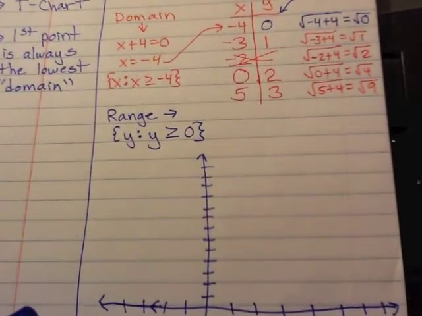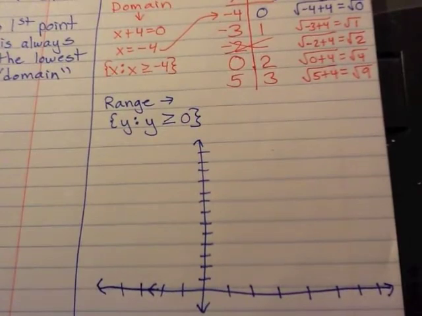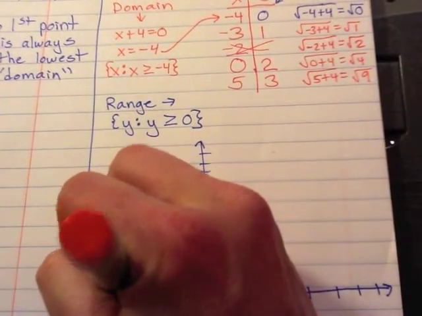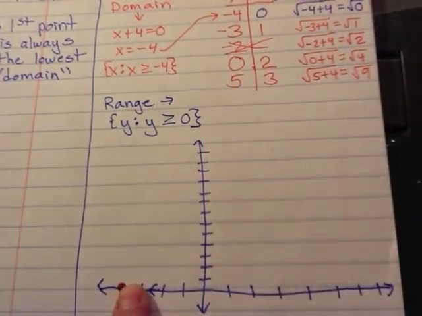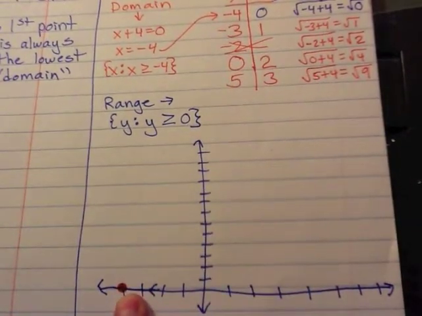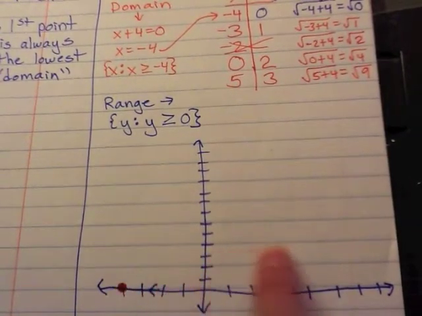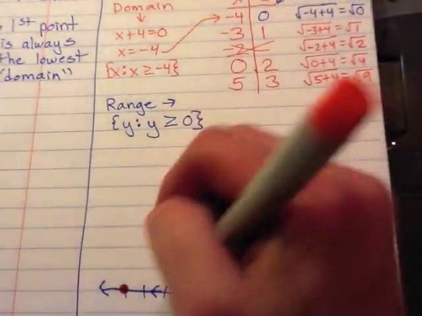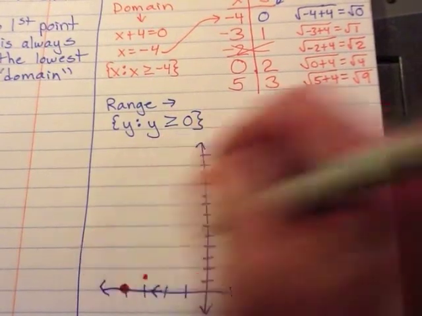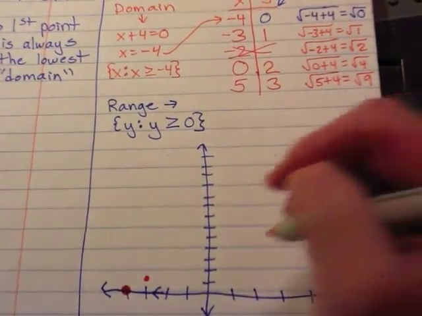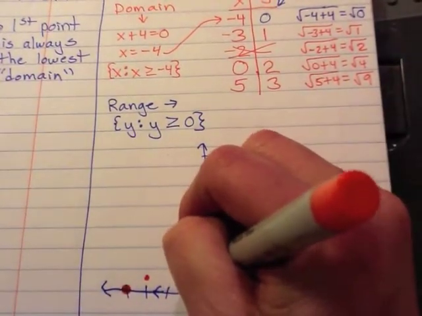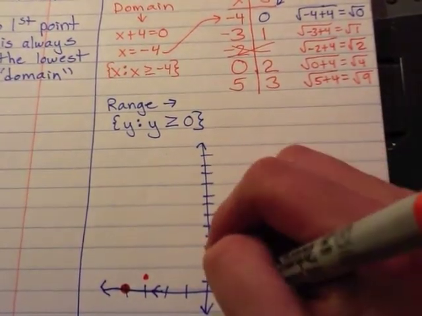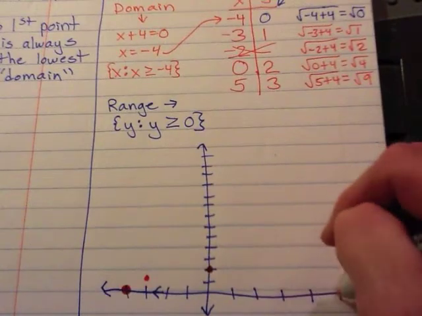So now I'm going to plot the points. I have -4, 0 was my first point, my lowest on my domain and my lowest on my range, which means my points can only go this way and up. -3, 1, 0, 2, 5, 3.